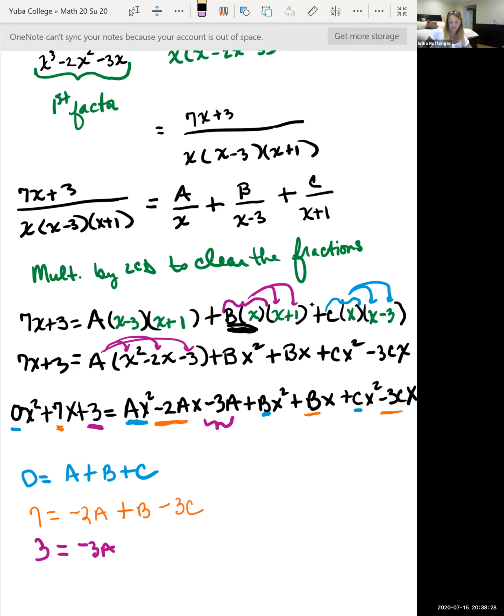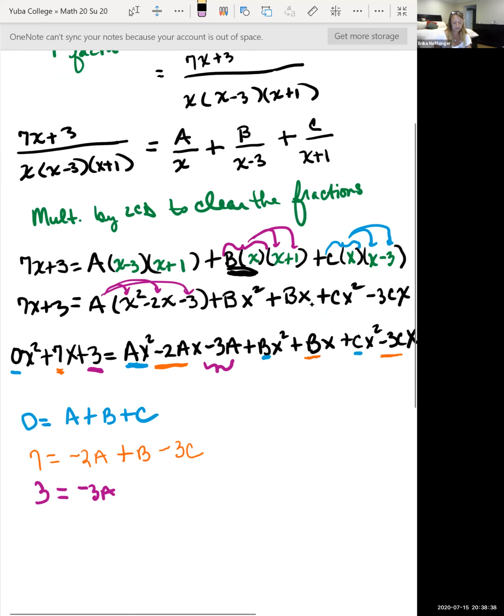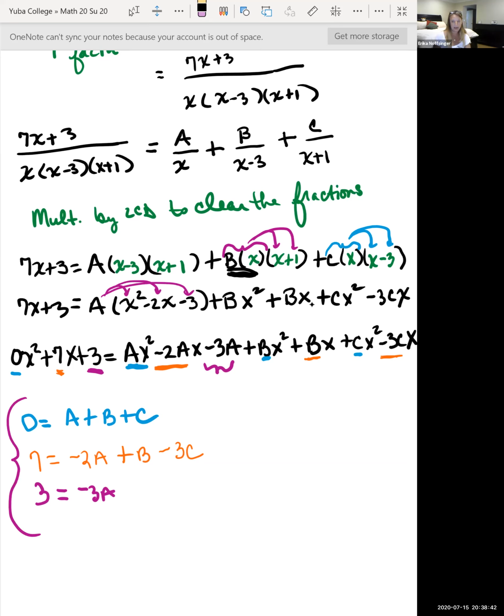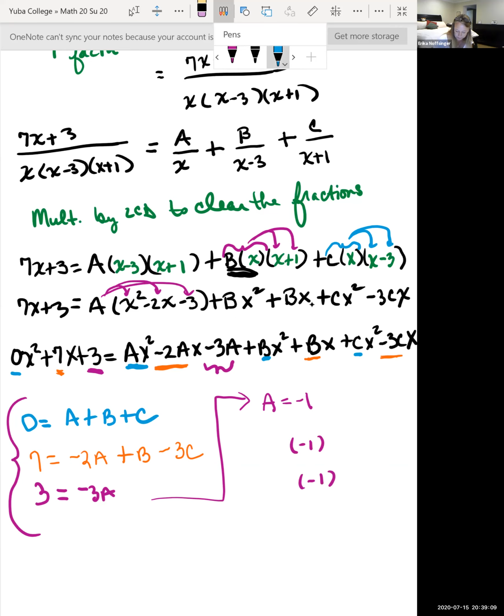Because then things start to fall out really nicely because we know what A is. So looking at this system of equations now, we have to figure out what A, B, and C are. Because of that last equation, we can tell right away that A, dividing both sides by negative 3, is negative 1. So now let's go back. We can rewrite A into both of these equations. Our first equation is 0 is equal to A, which is negative 1, plus B, plus C.